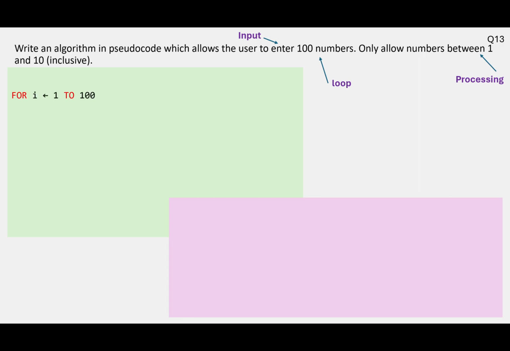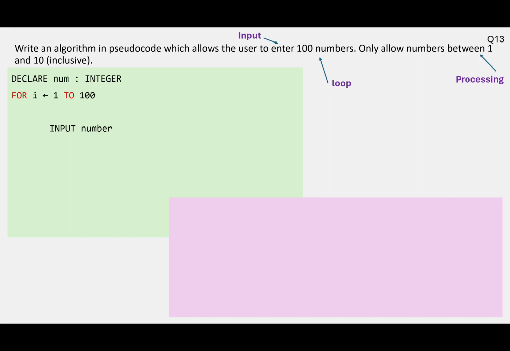So we can go ahead and set up our for loop. So for I, assign 1 to 100. And you could use something else for I. I is traditionally used, stands for index, which is just 1 to 100. But you could say something like for num, assign 1 to 100. It doesn't matter. Okay, right, so inside the loop we're going to ask them to input a number.